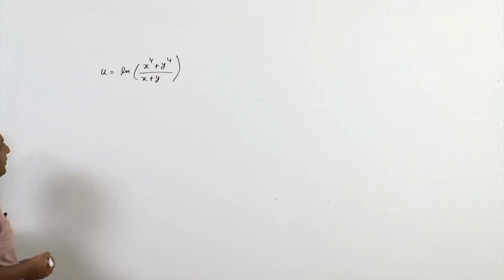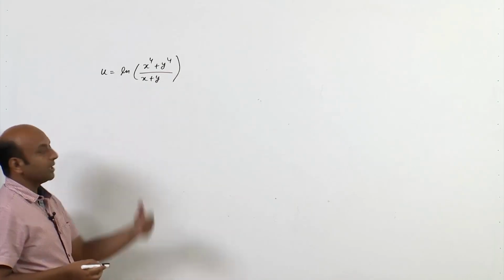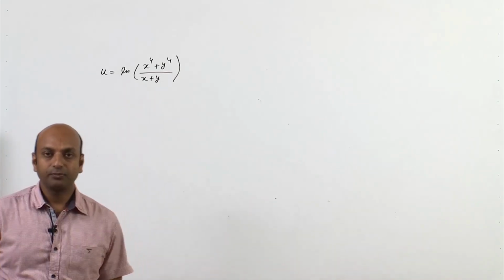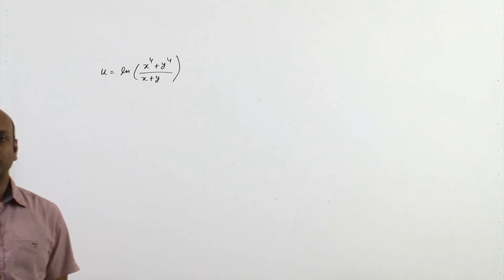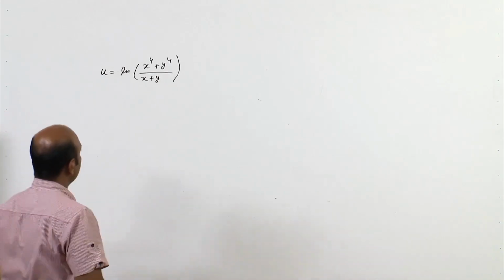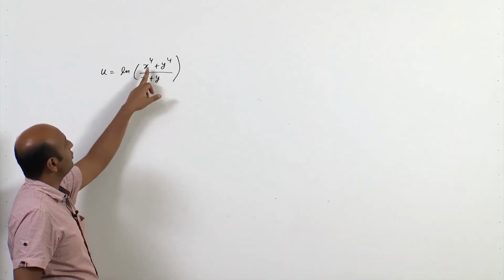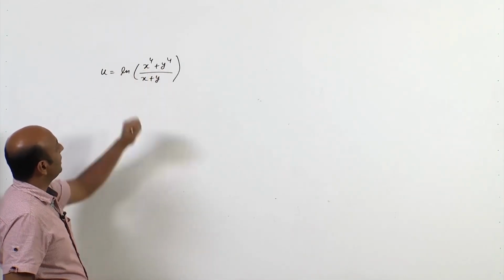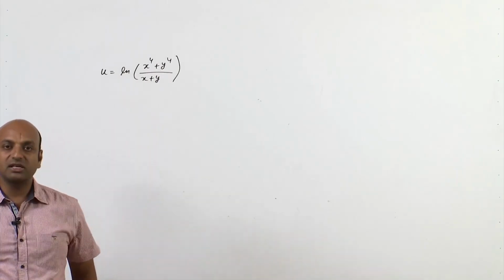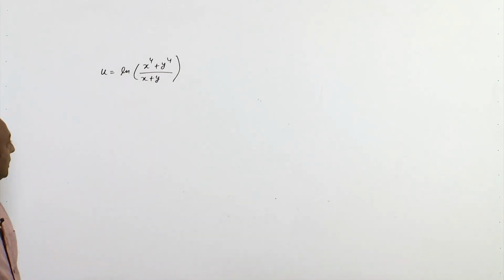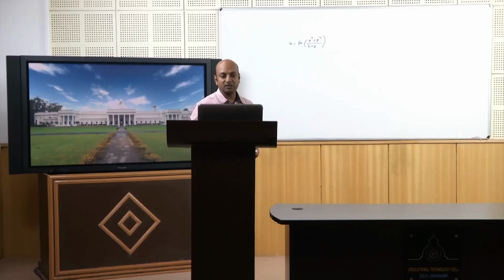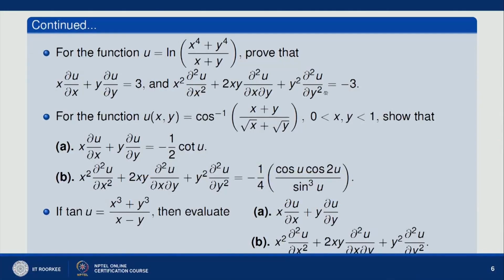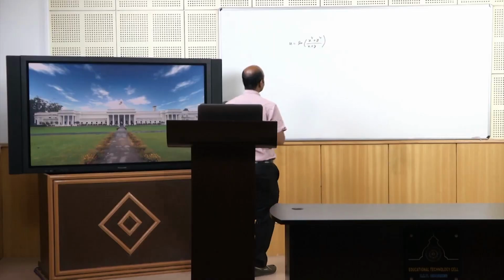Now, this function is not a homogeneous function, because when you replace x by alpha x and y by alpha y, alpha is not coming out, so it is not a homogeneous function. Okay. And suppose you want to find x ux plus y uy, or x square uxx plus 2xy uxy plus y square uyy. How can we obtain that?